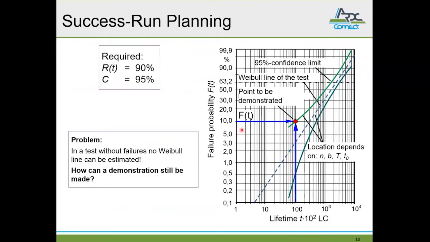So as I already said, in the success run, we are testing all our units to a certain point in time. In this example, it is 10,000 life cycles. And we hope that none of the units is going to fail. So when we have no failures at all, we cannot estimate a lifetime distribution, as shown here with the dashed lines. So the question is now, how can a demonstration still be made?